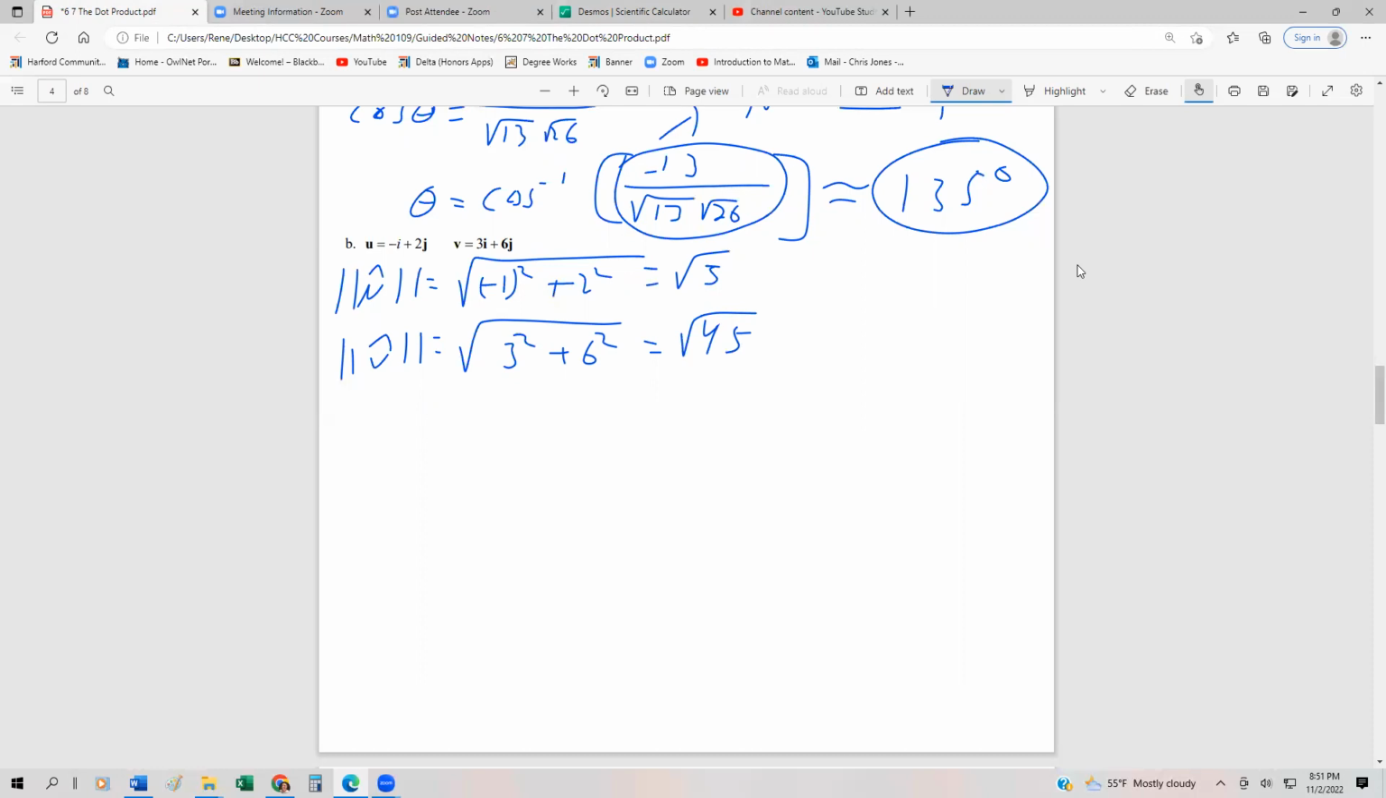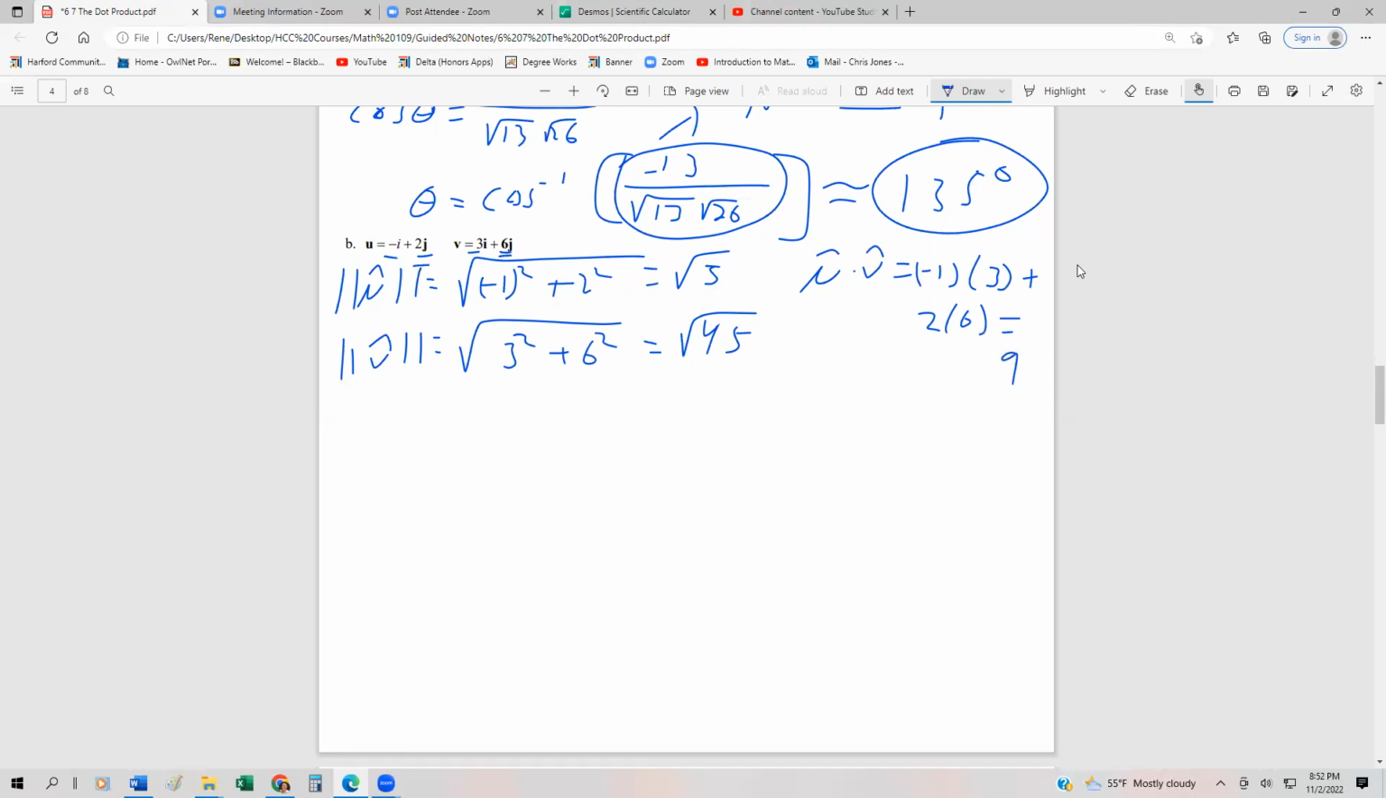And then u dot v is going to be equal to -1 times 3 plus 2 times 6. Okay. And that's going to be -3 plus 12, which is 9.